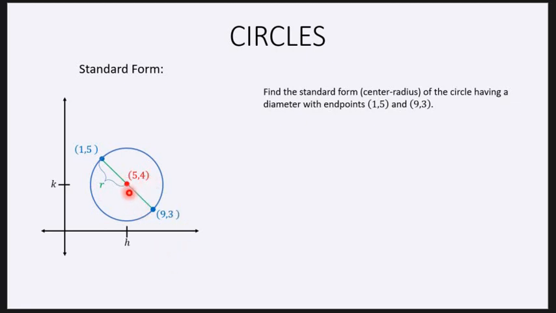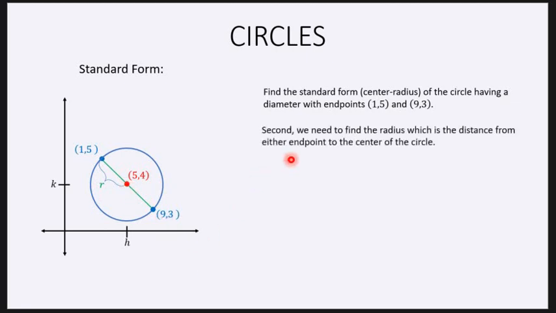All right, now that I've found the center of the circle, if I find the distance from either endpoint to the center, that will be the radius. And to find the radius, we just need to find the distance from either endpoint to the center. So we're going to use the distance formula. I'm going to take the x value of the center, 5, and subtract the x value of one of the endpoints. I'm using this first endpoint, 1. So that's going to be 5 minus 1. And then the y value, 4 minus the y value, 5. So that's going to be 4 minus 5.